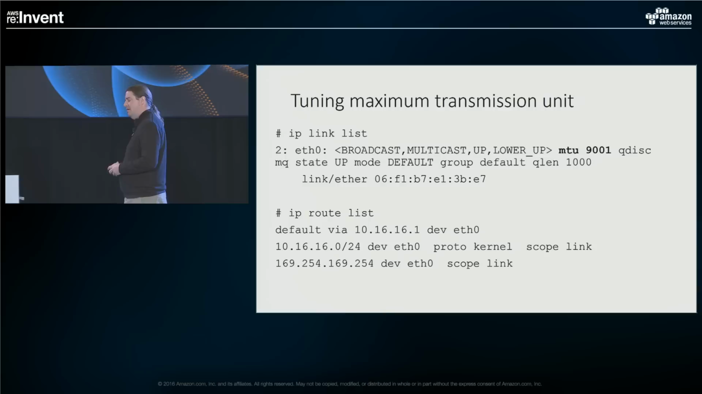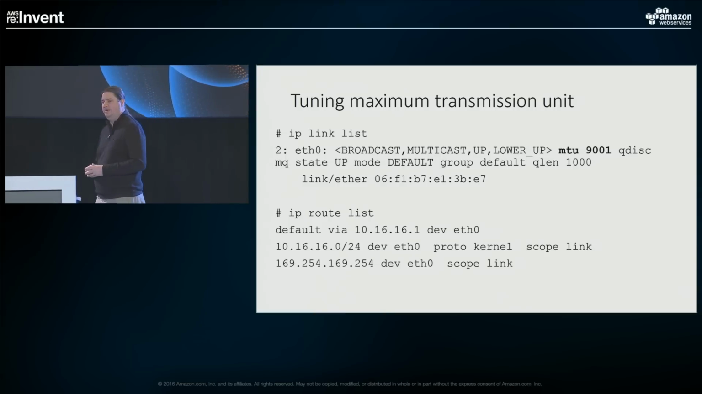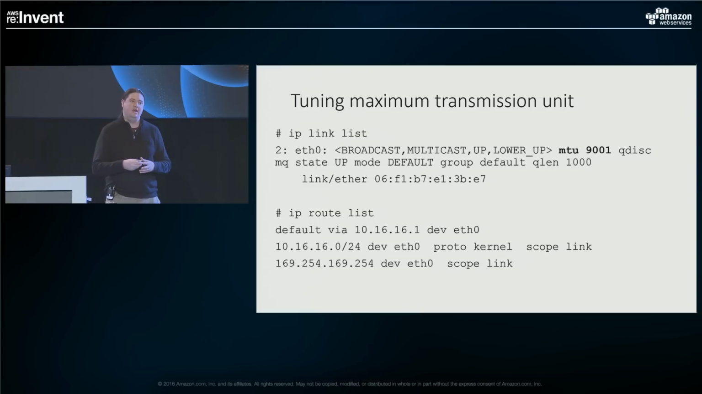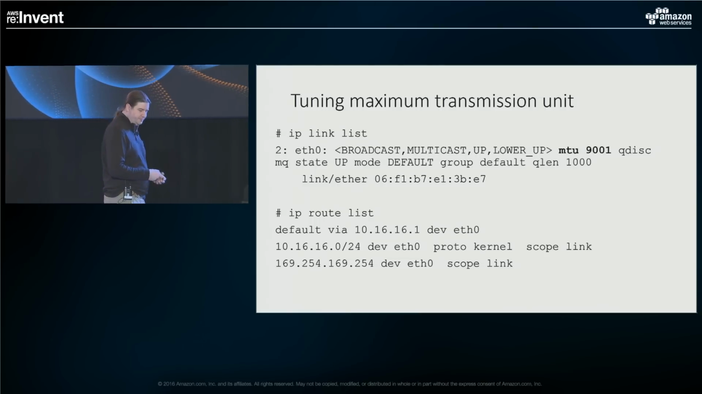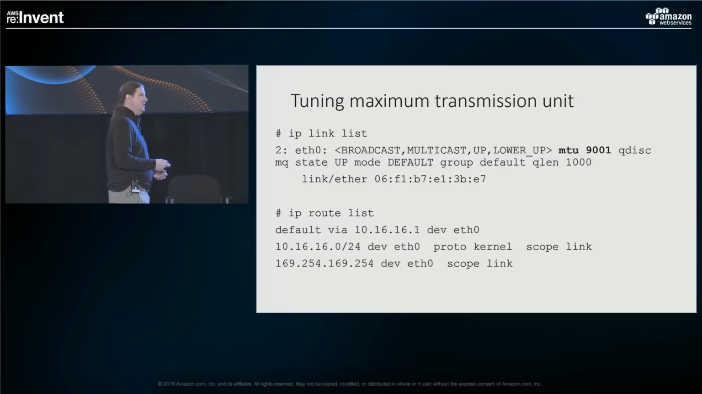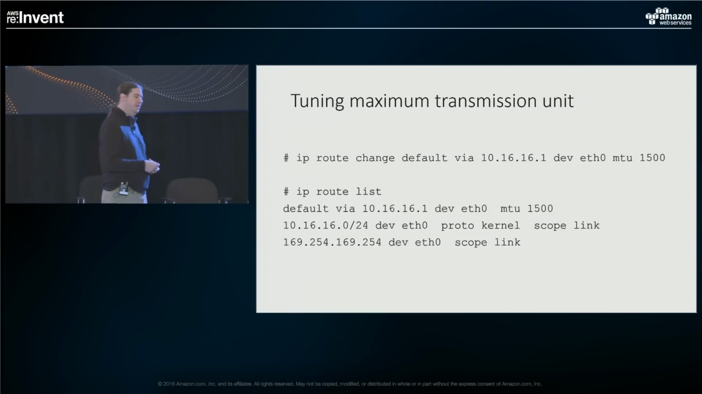And if we show our route list, it doesn't really tell us much because it's defaulting to its defaults, and it'll actually use path MTU discovery to figure out what MTU size to use. But let's say we want to change it anyway. We want to set it to something that we want to override.